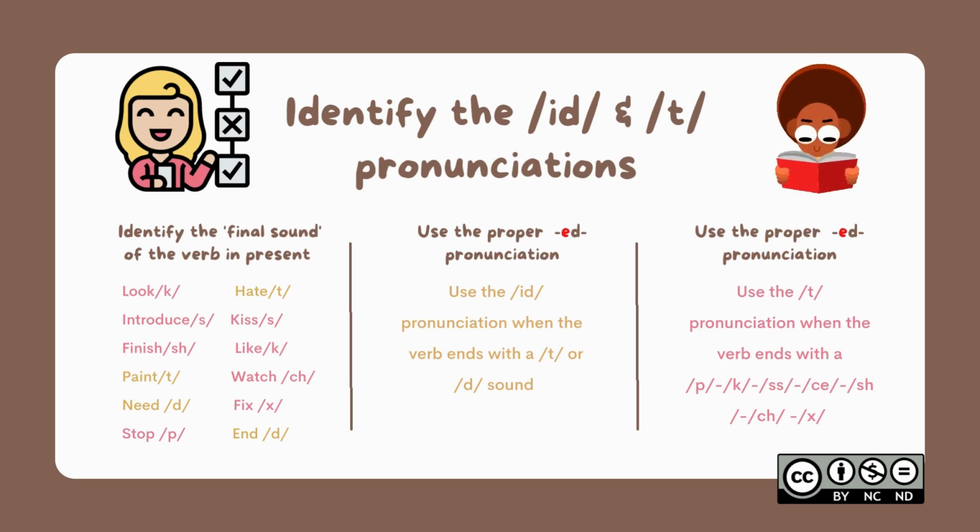So again, we pronounce a T whenever a verb in present ends with a K, P, double S, CE, SH, CH, or X sound. The rest of the verbs that are not in these two categories, they're all soft sounds with D, like "played," for example.